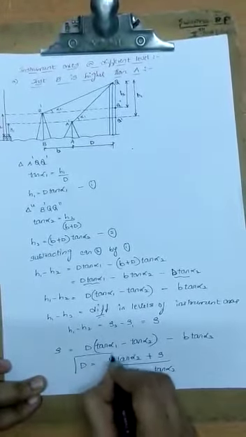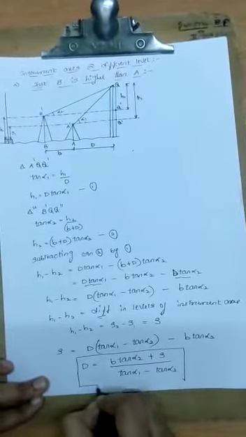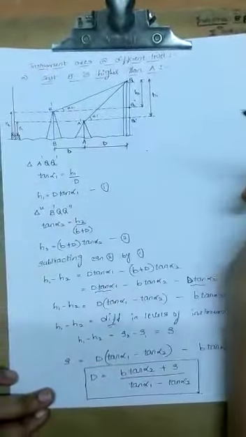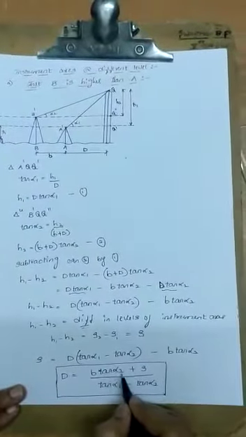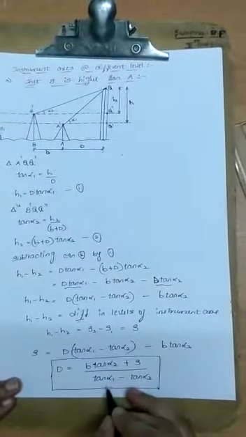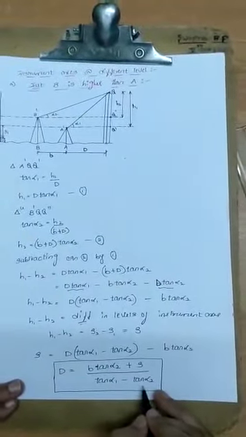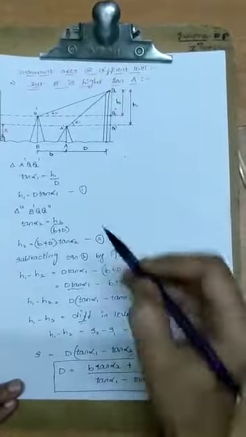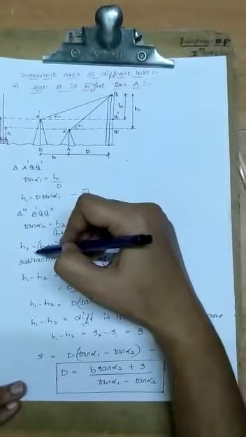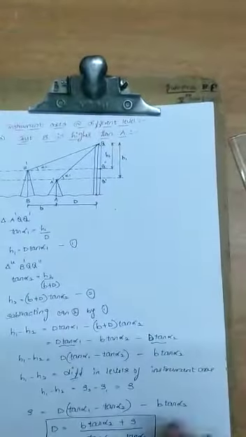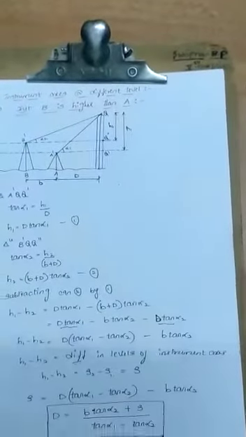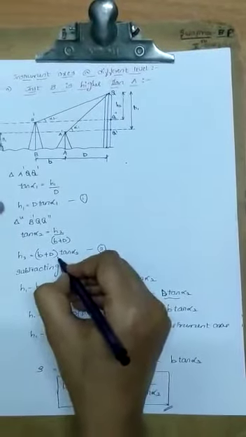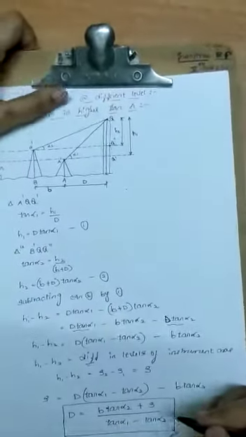This is the equation to calculate the distance of an elevated object from the instrument station: d equals b tan alpha 2 plus S divided by tan alpha 1 minus tan alpha 2. Substitute this d value in any one of the two equations. Once you substitute this d value, you will get the H1 as well as H2 value. Substitute it and you can calculate it.